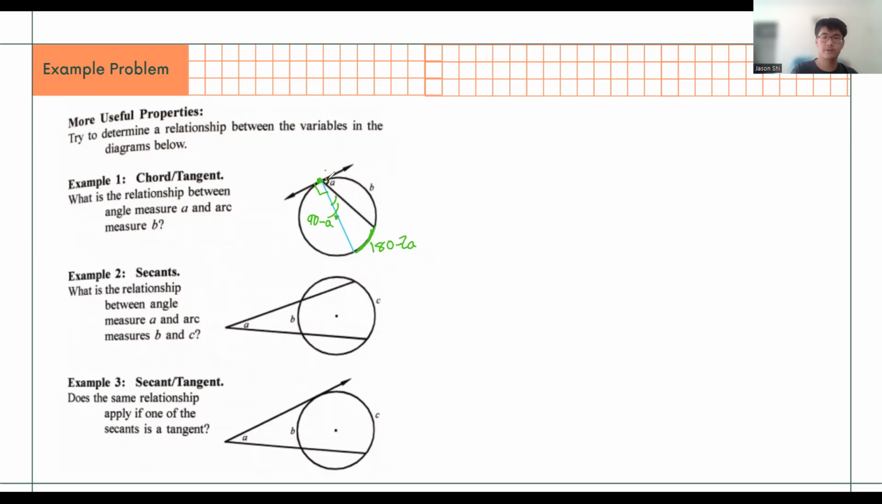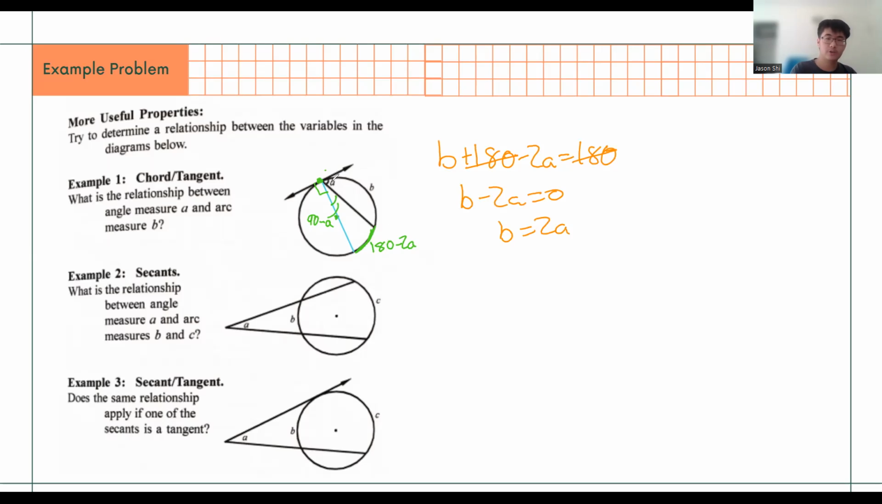I need a different color. This orange arc, what is the length of that? Like the angle? 180. Yeah, good job. This is 180 because it's half of the circle, right? So this angle measure plus this angle measure is 180. So B plus this is 180. So these two cancel out, so B minus 2A equals 0, or B equals 2A.